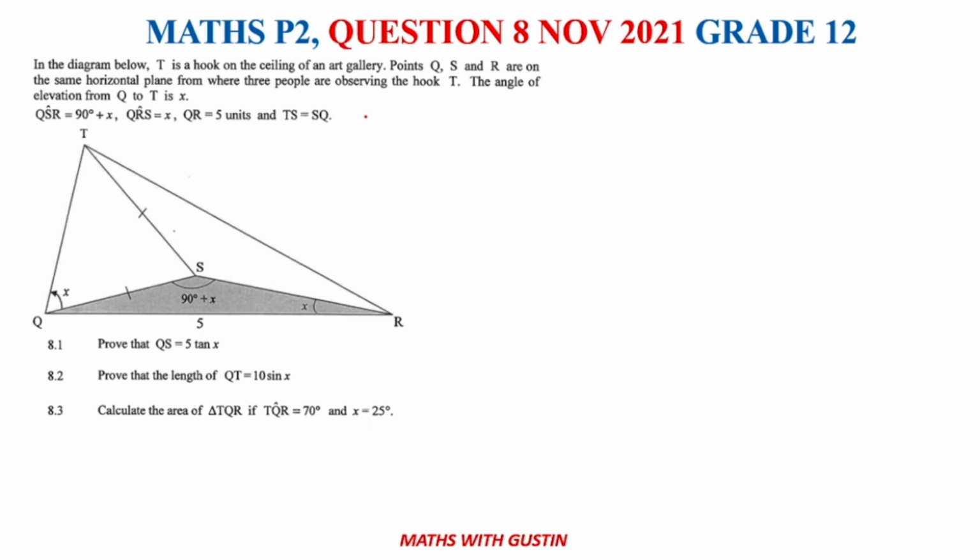It's up there. The angle of elevation from Q to T is X. So angle of elevation. And then QSR is equal to 90 plus X. And then QRS is equal to X. Beautiful, there we have it. And then QR is equal to 5 units. There's our 5 units there. And therefore they also tell us that TS is equal to SQ.